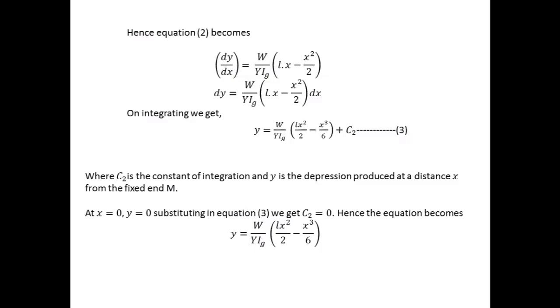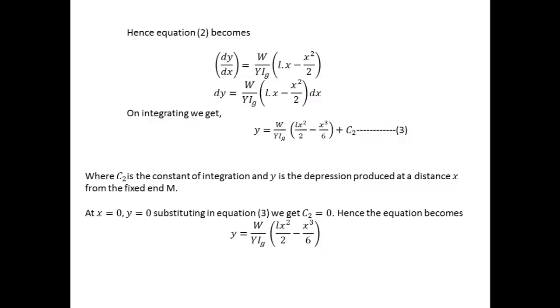Now we have to integrate this once again, because we have to obtain y. So what we'll do is separate the variables. So dy is equal to W by YIg into (Lx minus x square by 2), multiplied by dx, so that on integration we'll be left with y. So y is equal to W by YIg. The integration of Lx makes Lx square by 2 minus the integration of x square, which is x cube by 3. When it is multiplied by 2, directly the answer is written here as minus x cube by 6 plus C2. We have got another constant of integration, C2.